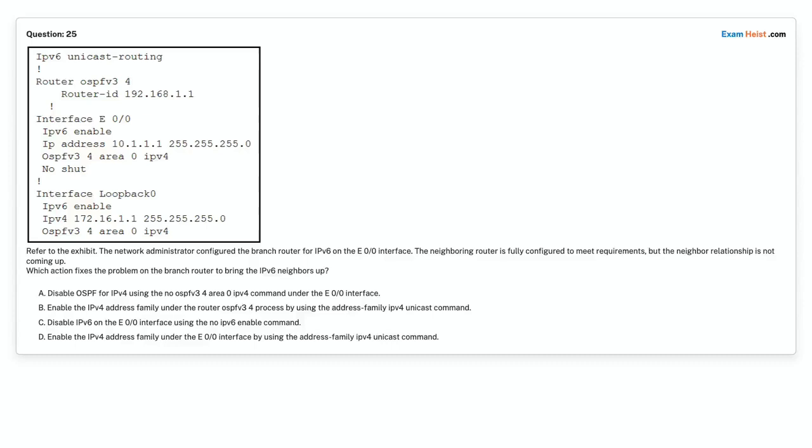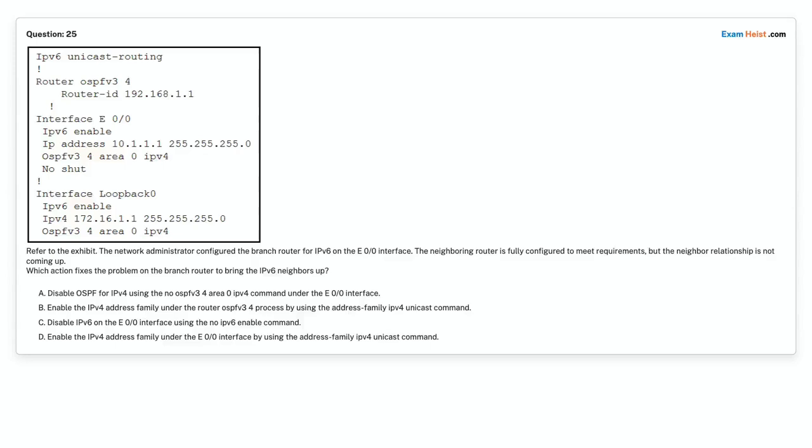Question 25. Refer to the exhibit. The network administrator configured the branch router for IPv6 on the Ethernet 0/0 interface. The neighboring router is fully configured to meet requirements, but the neighbor relationship is not coming up. Which action fixes the problem on the branch router to bring the IPv6 neighbors up?